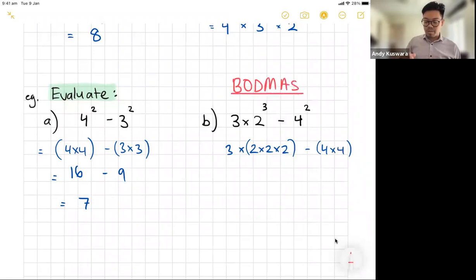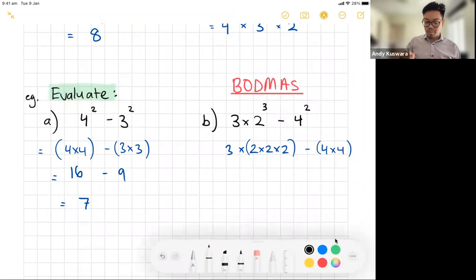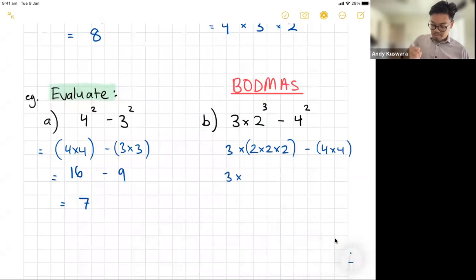And so what we're going to do is, do we do the minus first or do we do the multiplication first? We're going to do the multiplication first. So I'm going to go 3 times 2 times 2 times 2 is 8. And then I take away 4 times 4 is 16. So I do the multiplication first. 3 times 8 is 24. Take away 16, and that just gives us an answer of 8.